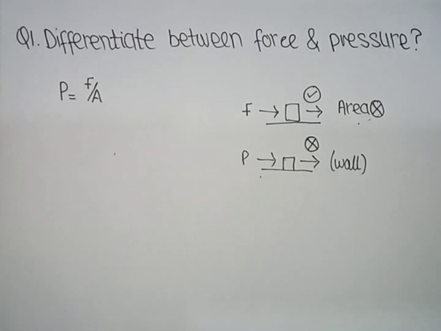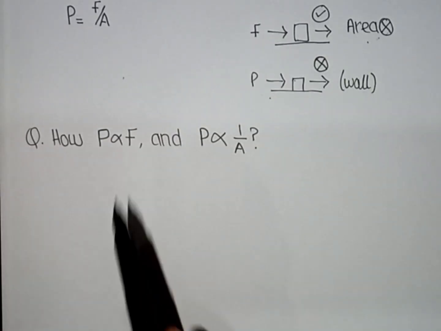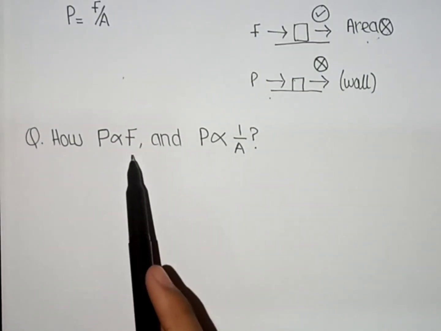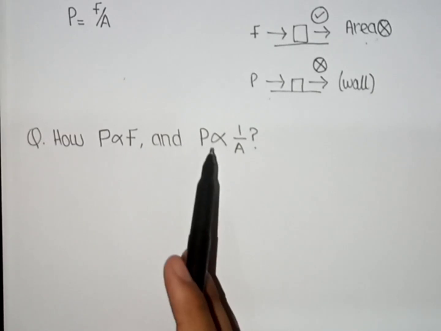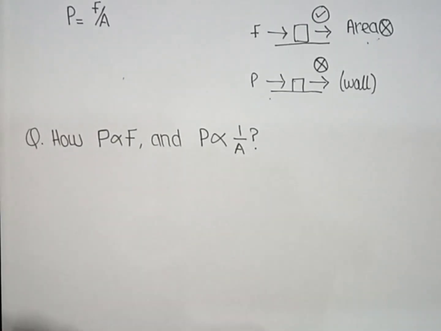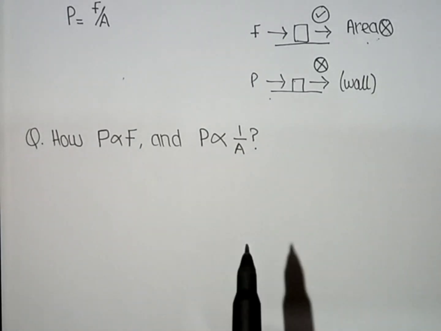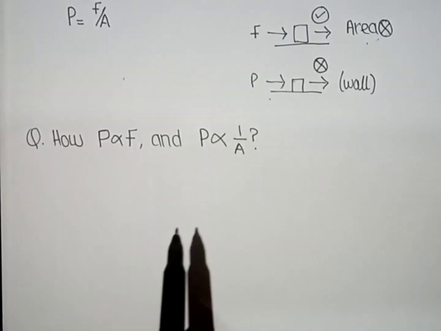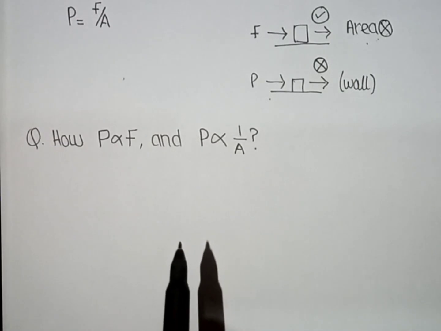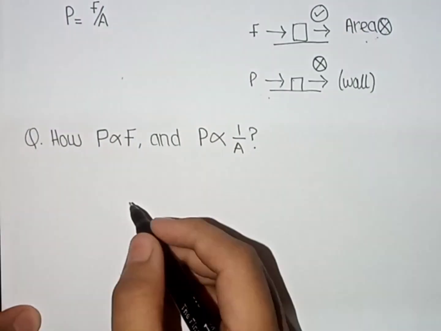Now moving ahead and identifying the answers to the questions. Pressure is directly proportional to force and inversely proportional to area. You need to understand that these questions are not coming in CI, but we need to understand the concept, otherwise the question will not be easy for you. Okay, now we'll take an example.